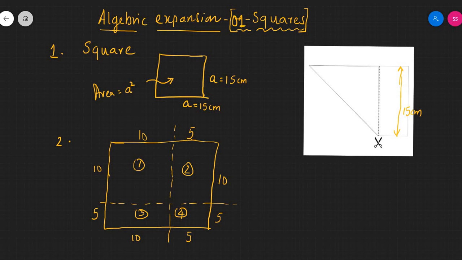I apologize, you have 2 squares here, 1 and 2, and the other 2 are rectangles. So you have to divide this into 4 parts. So pause the video and try to divide this into 4 parts as shown.